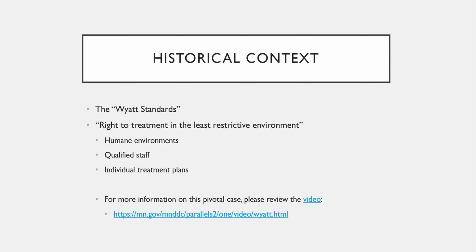So just to provide some quick historical context as to what were the Wyatt standards. These offered the right to treatment in the least restrictive environment, and those environments had to be humane, have qualified staff, and individual treatment plans. And your book talks about the importance of the Wyatt standards in jump-starting this idea about human ethics and treatment. For more information on this pivotal case, you can go to a video here that talks about the history of the Wyatt standards and what this case meant for individuals with disabilities.